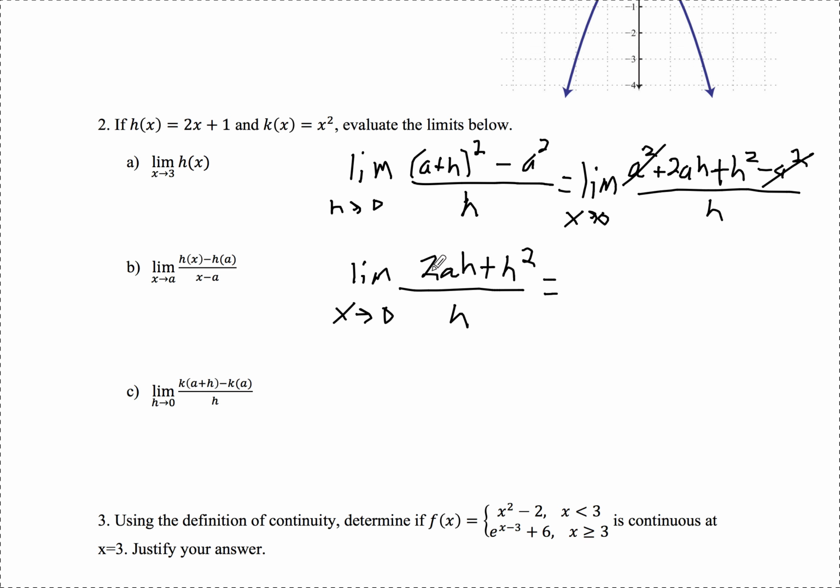We could factor out an h and cancel stuff out, but I'm going to speed this up. That h will cancel out with that one and one of those. And I'll be left with the limit as h approaches 0 of 2a plus h left over. Oh, my h's became x's. I apologize for that. That should be an h. As h approaches 0, h goes to 0, and that leaves me with just 2a. This is actually also a derivative. We just found another derivative, and the limit is 2a.